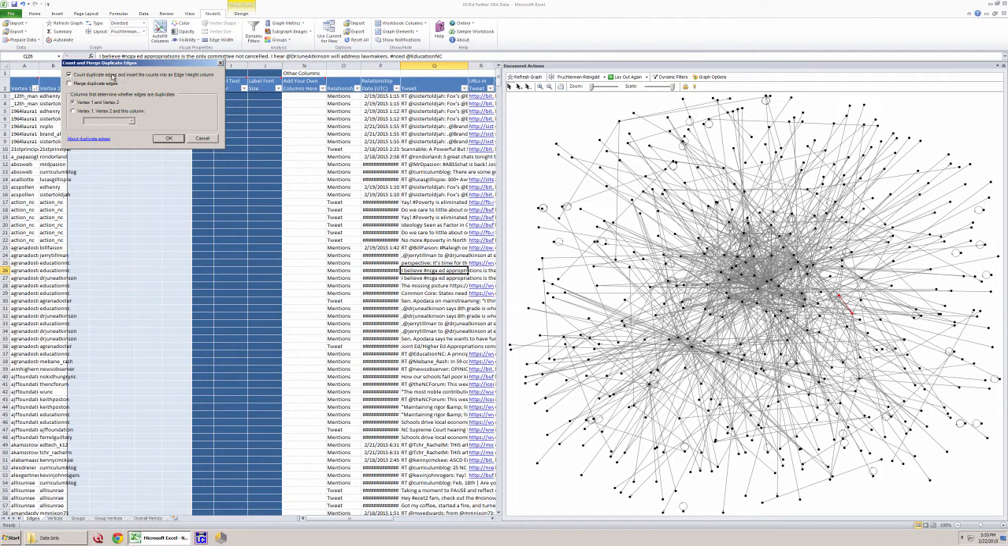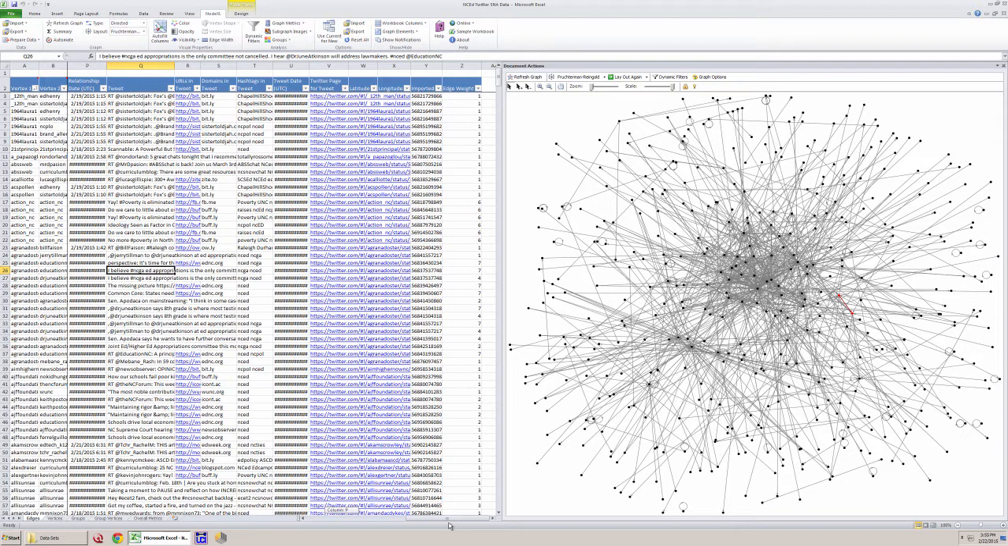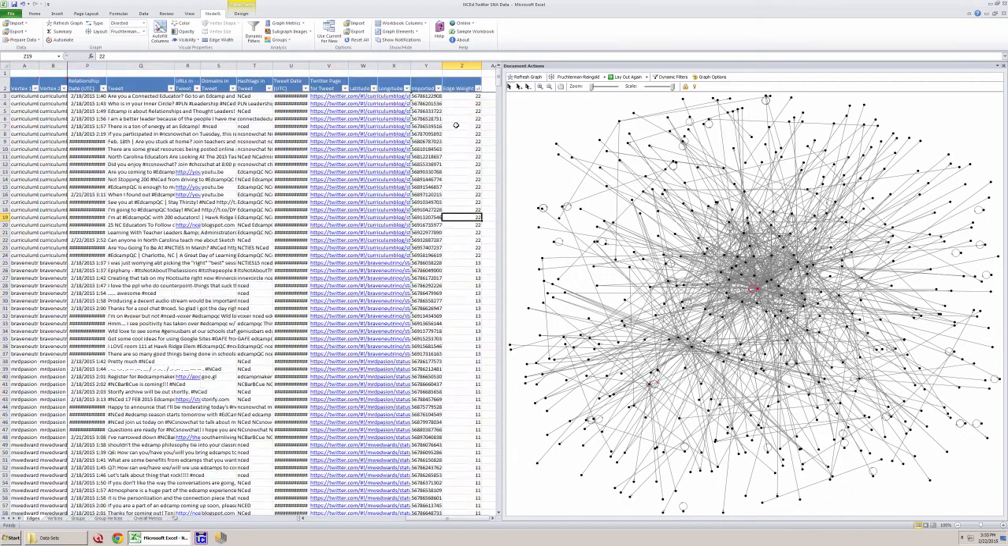So let's go ahead and count those duplicate edges, and then it's going to get a measure of how many times those people have interacted with each other, either back and forth or just one way. So what that did was it inserted over here a weight to the relationship. And if we sort these, we can see some of the stronger relationships from some of the weaker relationships.